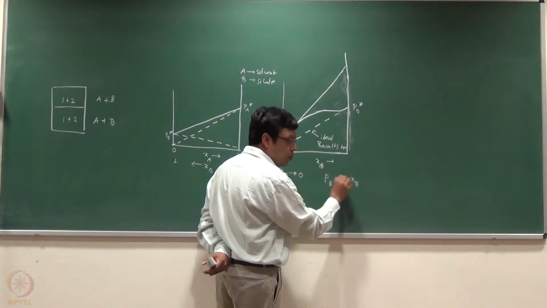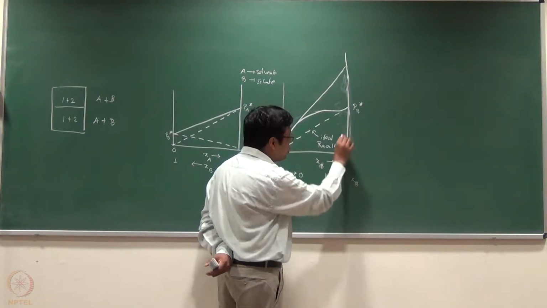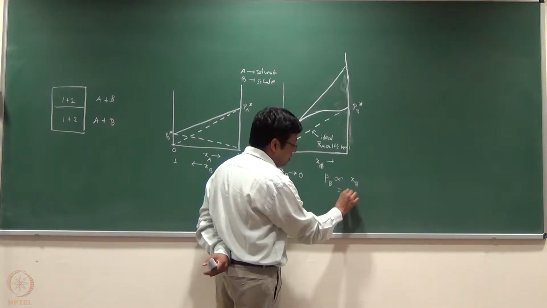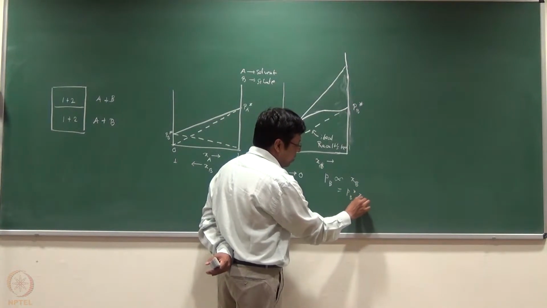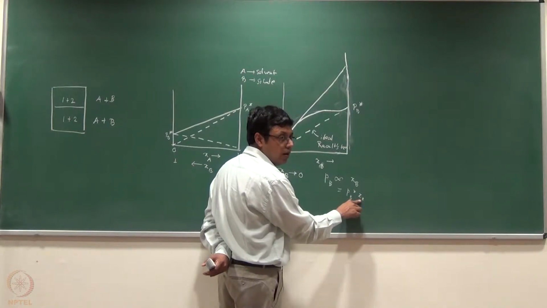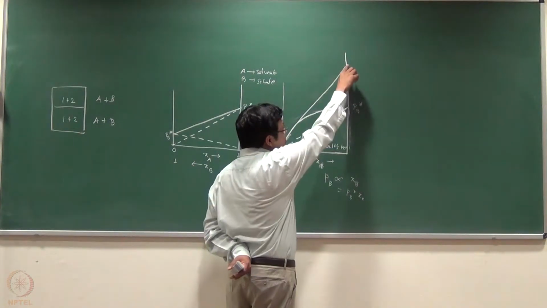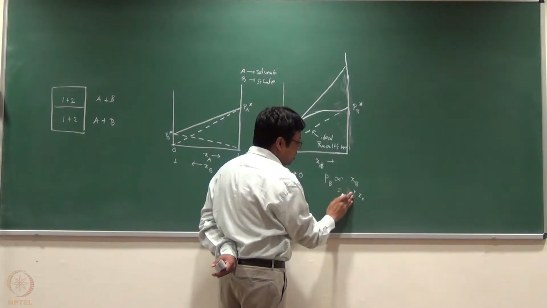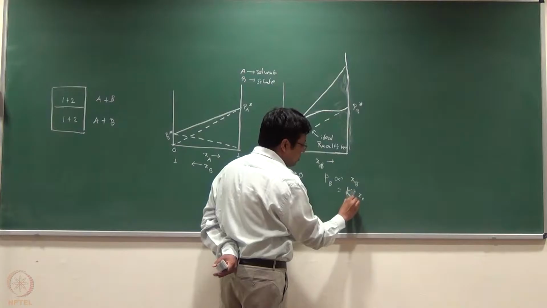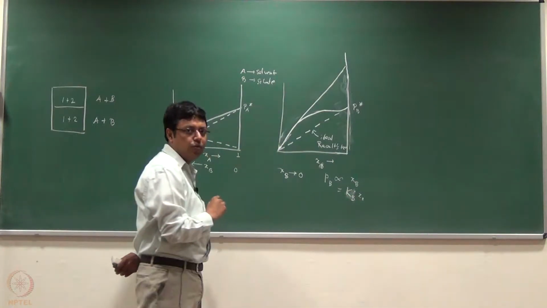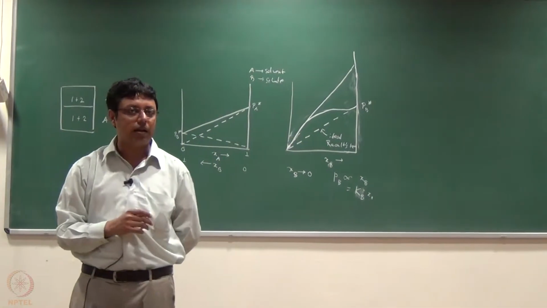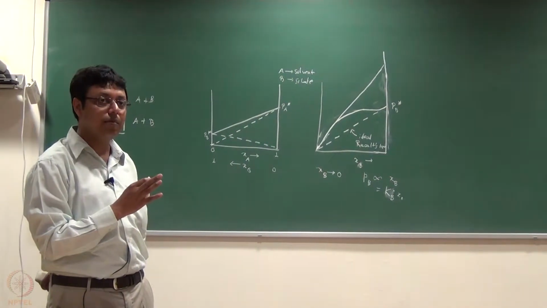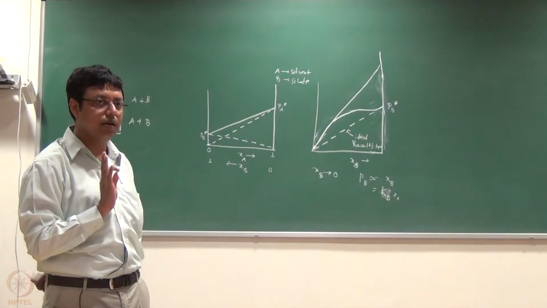But this proportionality constant is not PB star, because as I see, it cannot be PB star into xB. Why? Because when xB is equal to 1, this is PB star, but the slope is showing this is something else, right? So he empirically said that this is some other constant which we write as KB, which is known as the Henry's law constant, which is different from the pure P star. Clear? Okay.